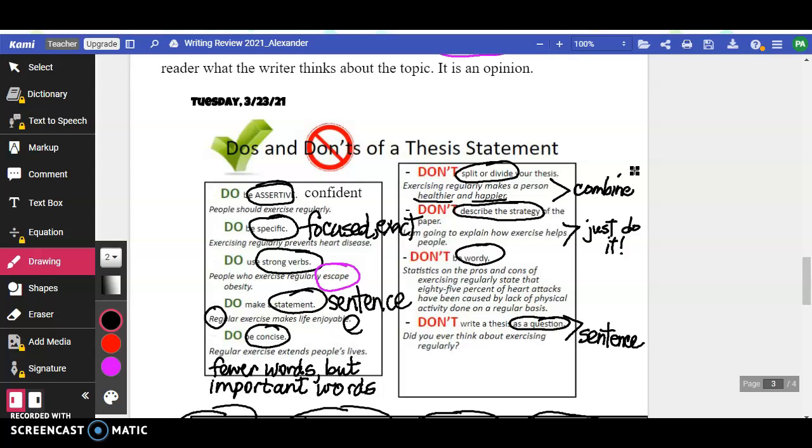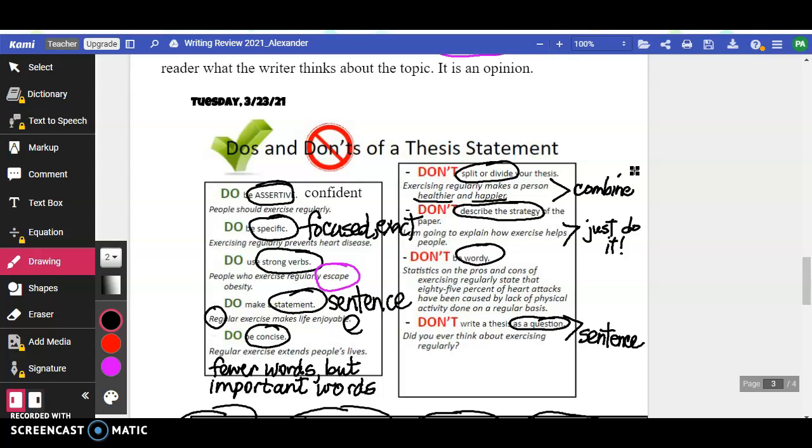Another thing that a thesis statement should avoid is wordiness. This can lead to repetition, can lose your focus very easily, and you can get your audience, the reader of your essay, very bogged down in how you're explaining things versus what your actual topic is and how you feel about it.